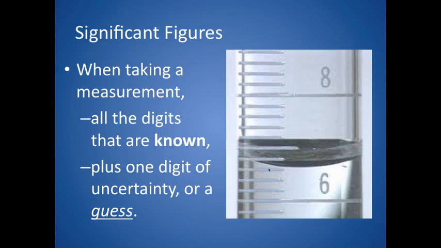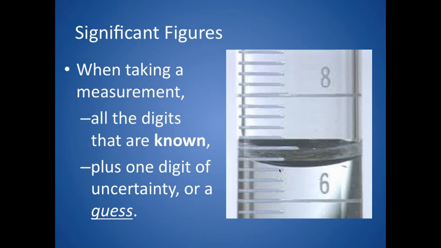Okay, so then you got to figure out how much each of these is worth. So 2, 4, 6, 8. Okay, so it looks like each of these is worth about 0.2. So you know it's more than 6. It's not 7. So 6.2, 6.4, 6.6. Okay? You're pretty sure on the 6.